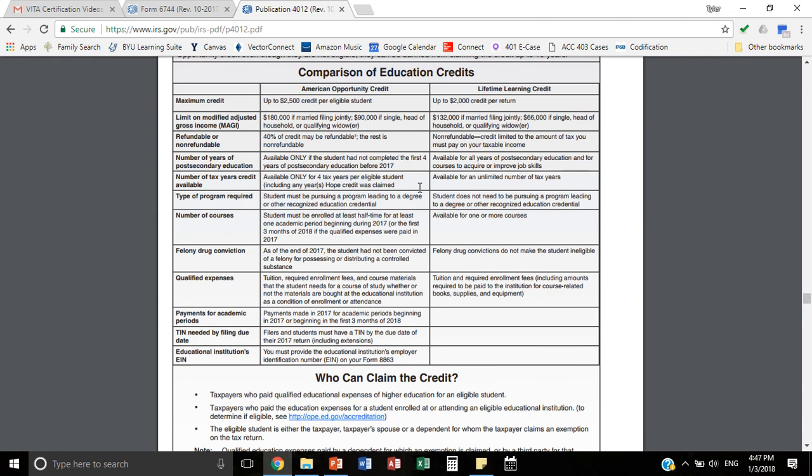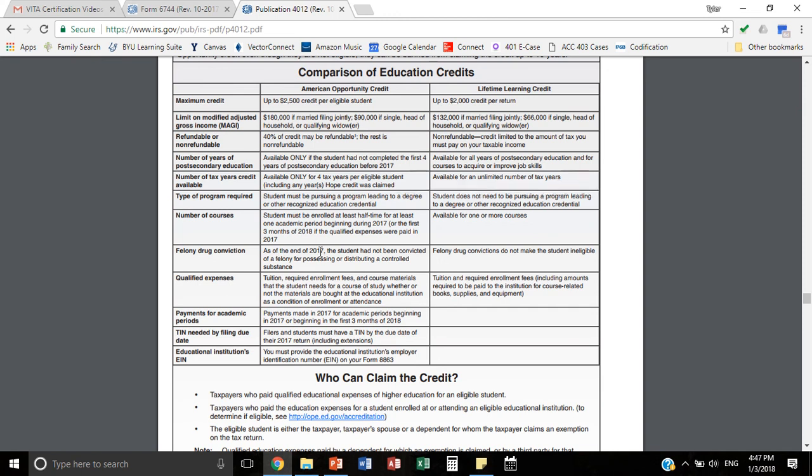If they claimed that or the American Opportunity Credit for a total of 4 times previously, then they're not allowed to claim the American Opportunity Credit again. But it's his third year, so we're pretty safe to know that he did not claim it 4 times because he's only been in school for 3. Student must be pursuing a program leading to a degree or other recognized education credential. He is going for a degree in accounting, so it does meet that criteria. Student must be enrolled at least half-time for at least 1 academic period beginning during 2017. So he is a full-time student, so he meets that criteria.